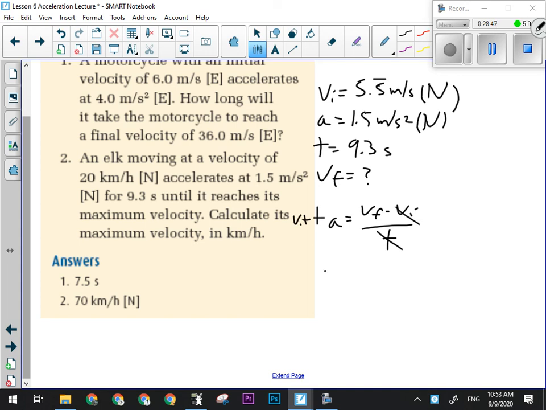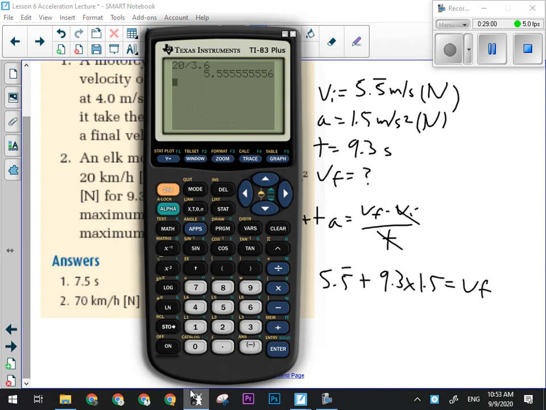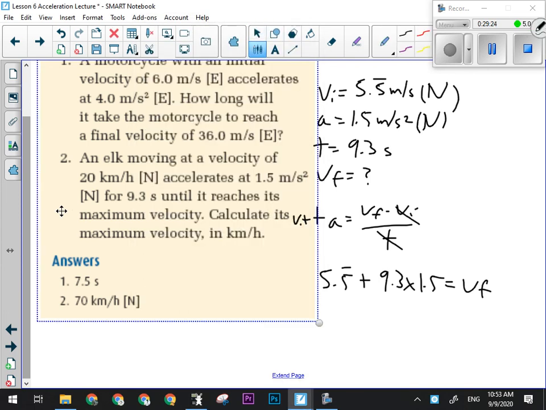All right, so that'll be my 5.5 repeating plus 9.3 times 1.5. That will give me vf. So now in my calculator, I'm going to take that number as it stands, so just put in the answer, plus 9.3 times 1.5. All right, so that gives me 19.505 meters per second. They want that in kilometers per hour, so I multiply that by 3.6, 70.22. I only have 2 significant figures, so it's 70 kilometers per hour.